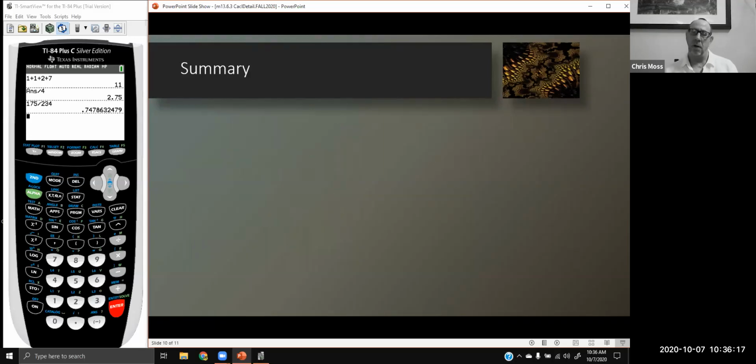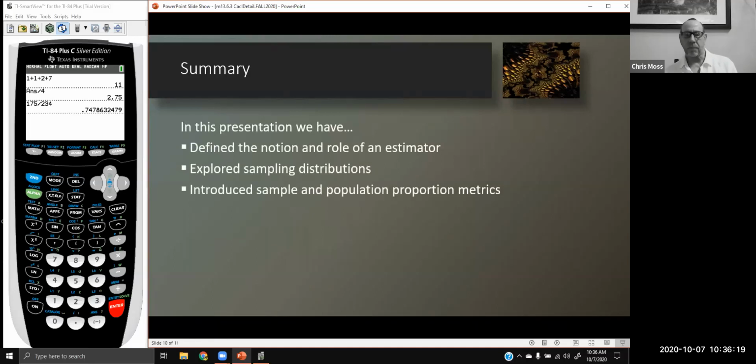So a little bit of a summary. We've defined the role of an estimator. You have a good idea now of what we're going to use that to do. We're going to use it to guess at a population parameter. We've taken a look at the sampling distribution notion, which comes directly from all those samples that we might possibly get. And then I took a little bit of time to introduce the sample and population proportion metrics. So that's really the end of this particular detail.